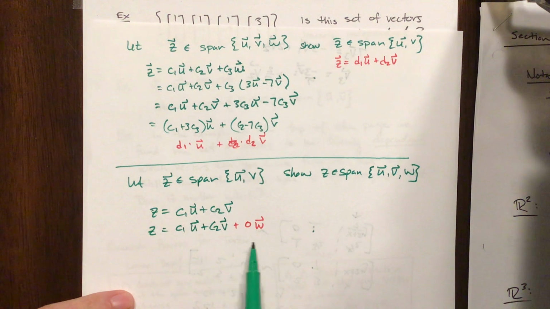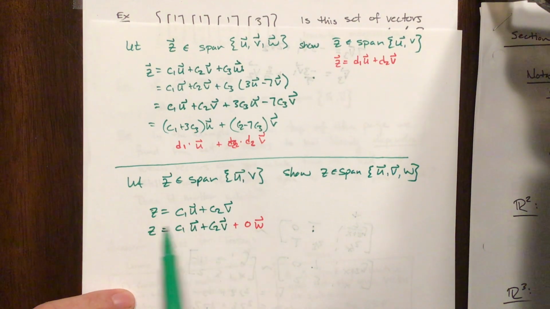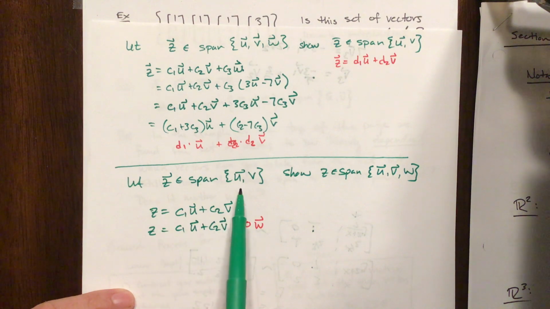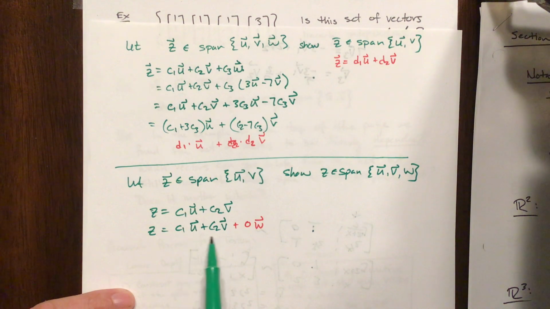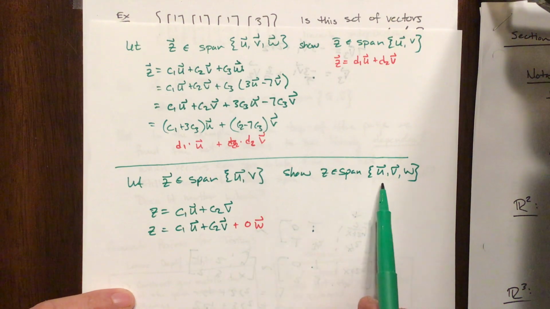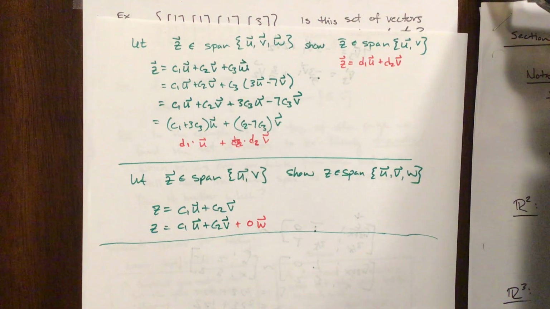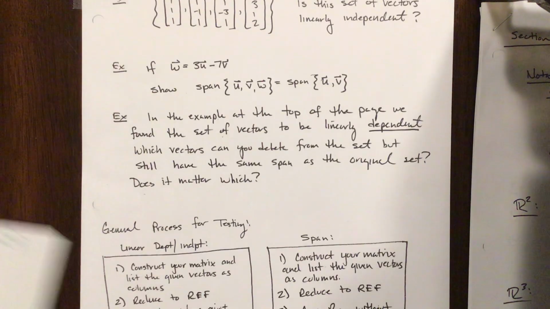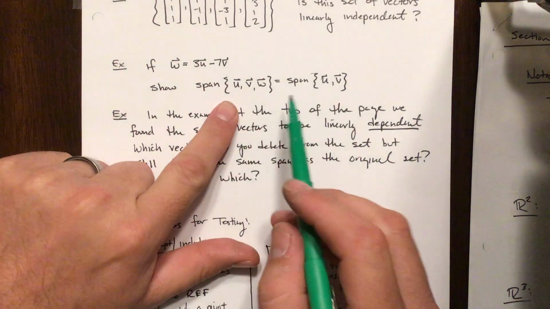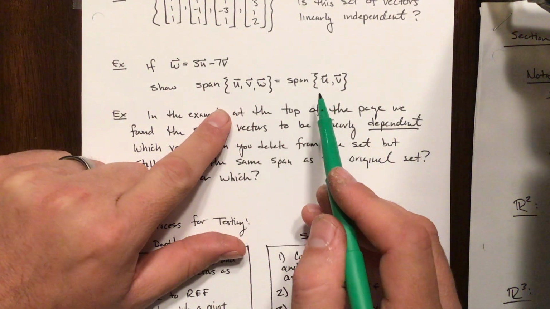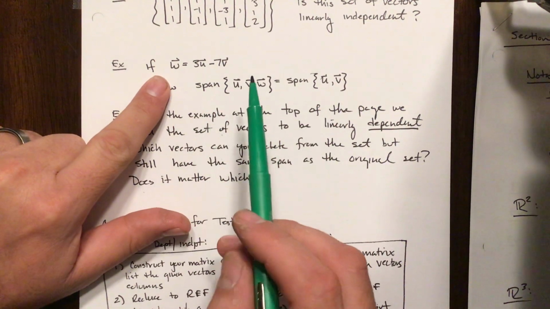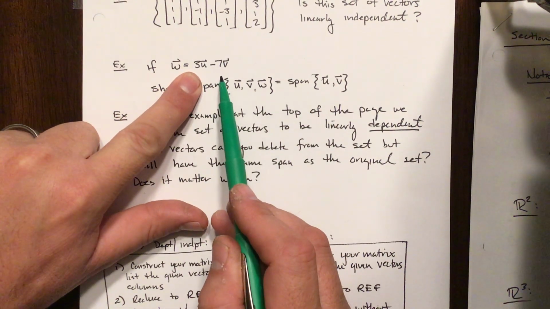So if I add 0W to this, what I have is a vector that's from the span of U and V, but now is a linear combination of the vectors U, V, and W, so therefore is in the span of U, V, and W. So Z is now in the span of U, V, and W. Therefore, we've proven that the span of U, V, and W is the same as the span of U and V when W is a combination of U and V.